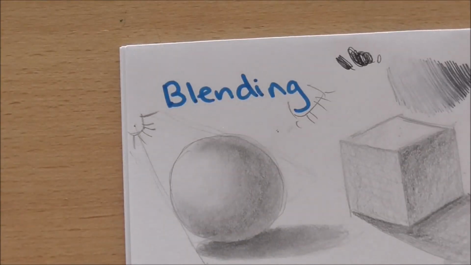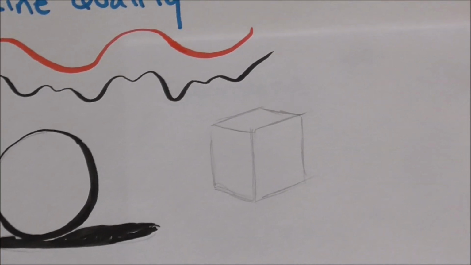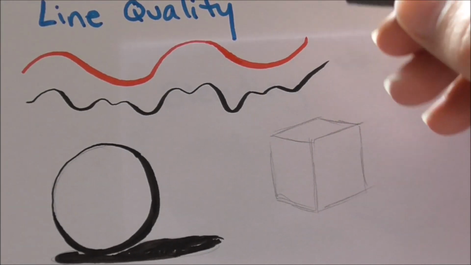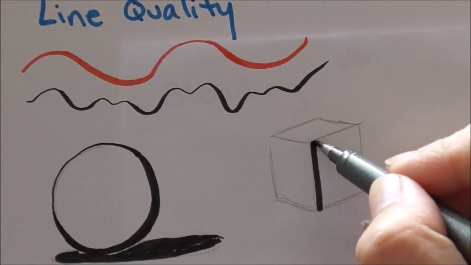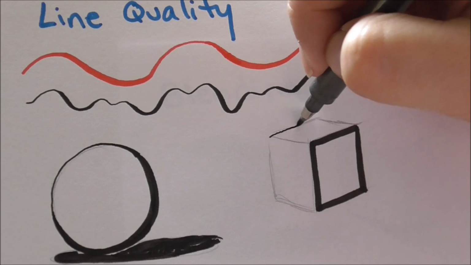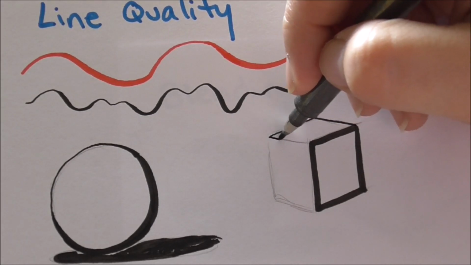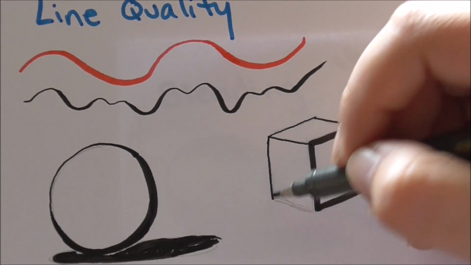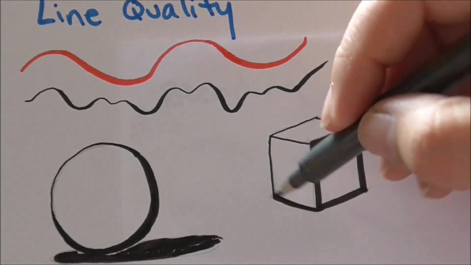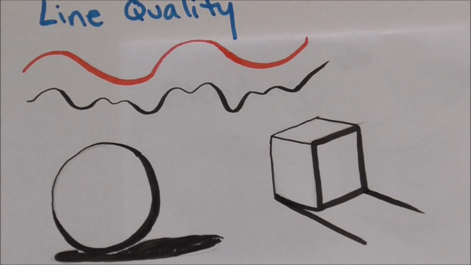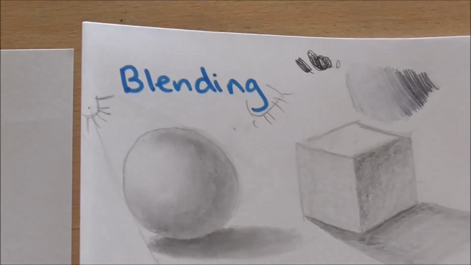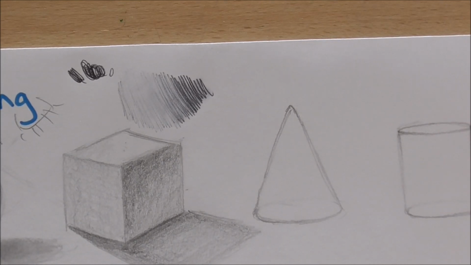Okay, and then for line quality, make this really thick, really thin. Probably make the top one thin, this side thin, and then this bottom one a little bit on the thicker side so that it's looking like there's light more on this side of the box. And then our cast shadow. Okay. And then our cone.